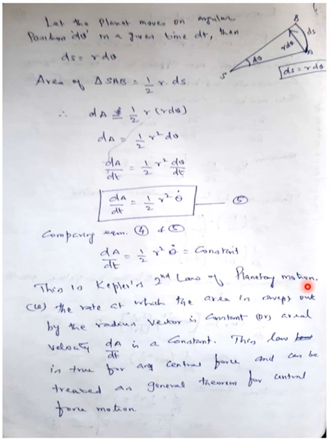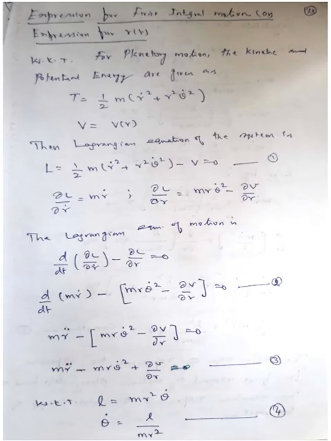Okay, now the expression for first integral of motion, or expression for r of t. So what will be the position at a given time when the motion takes place? Now we know that according to planetary motion, the same thing I taught in the earlier slide will be continued, and there will be small changes.